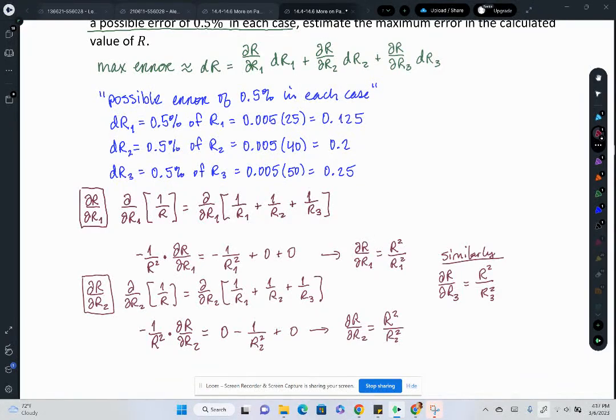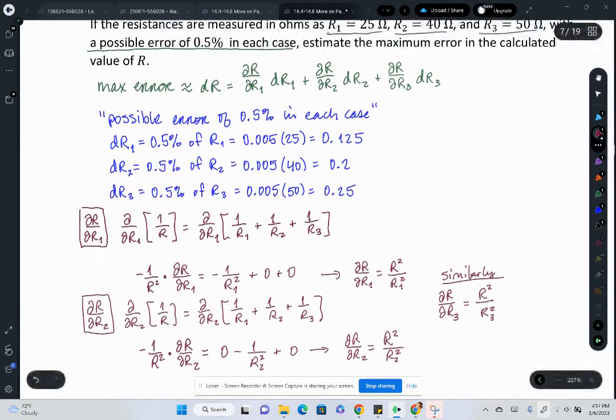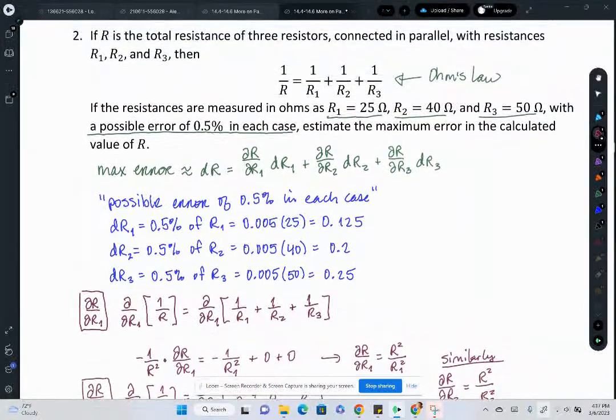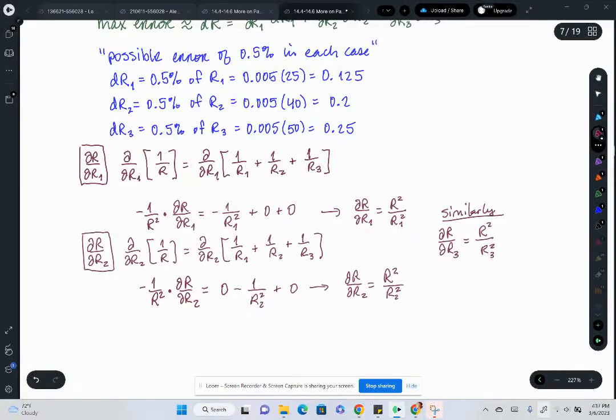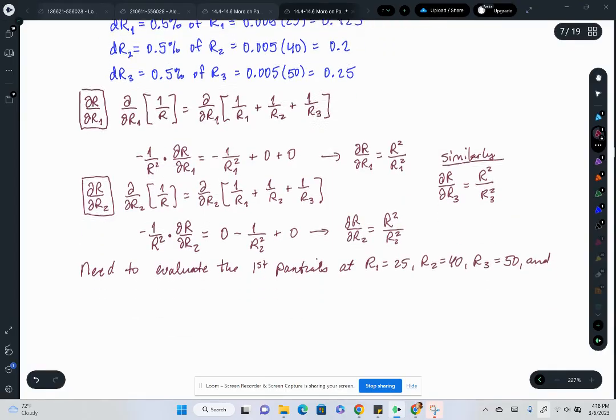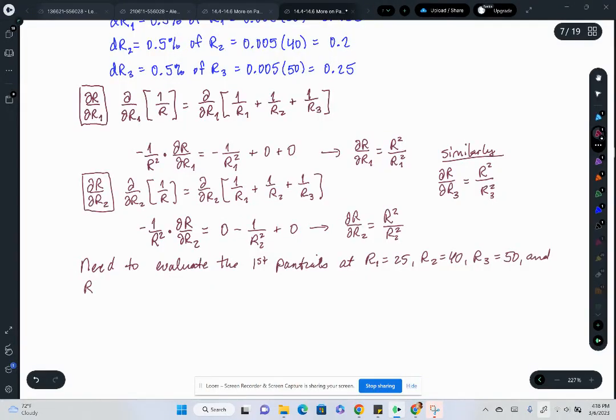Okay, so I have the pieces of the first partials. Now, there's a lot of work. Now what I need is to actually plug in those values. Okay, so I was given R1, R2, and R3. I was not given R. Okay, I need to evaluate the first partials at R1 equals 25, R2 equals 40, R3 equals 50, and R equals question mark. So we need to find R.